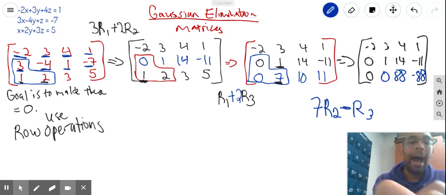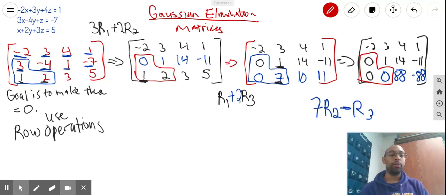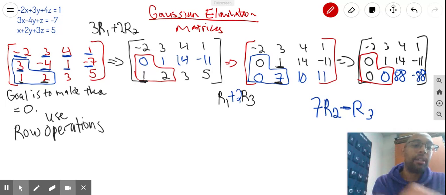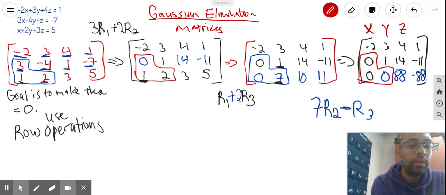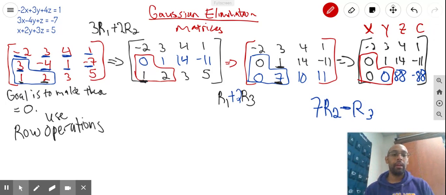So now I have completed getting these 3 locations to finally be 0. So now I can start solving. Answer, where are variables? Where do they come from? Okay, glad you asked. The first column relates to your x. The second column relates to y. The third column relates to z. And the fourth column relates to your constant.